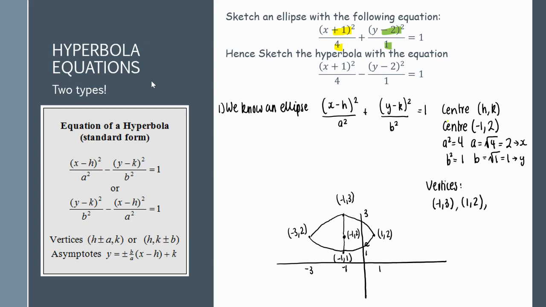Of course, if you would like to, you can find the x and the y intercepts by letting x equal 0 and y equal 0. But let's look now at sketching the hyperbola related to this equation.